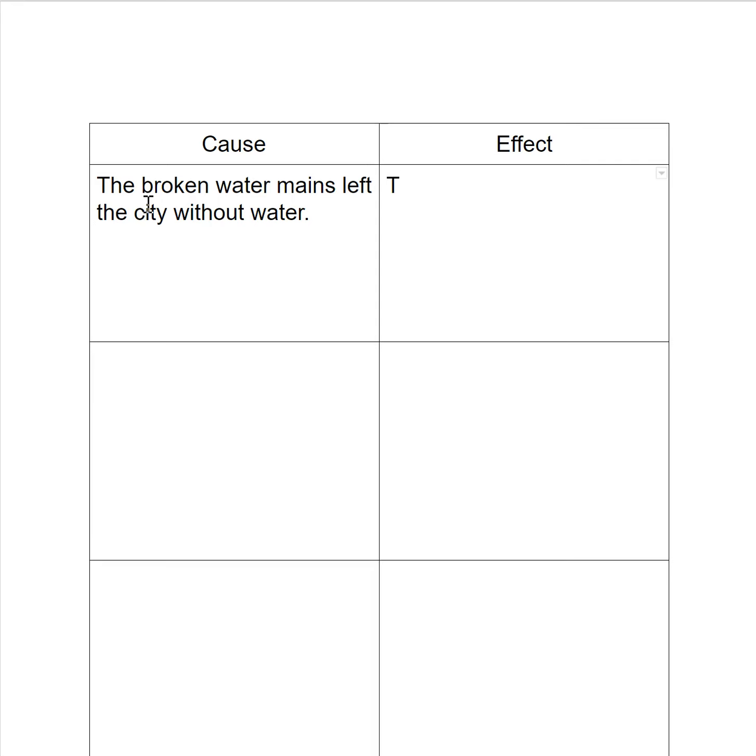Well, because the broken water mains left the city with no water, the fire department couldn't put out fires. So because this happened, this was the effect. Because the water mains broke, there was no water flowing, so the fire department couldn't use their hoses to put out water. They didn't have access to any of the water.